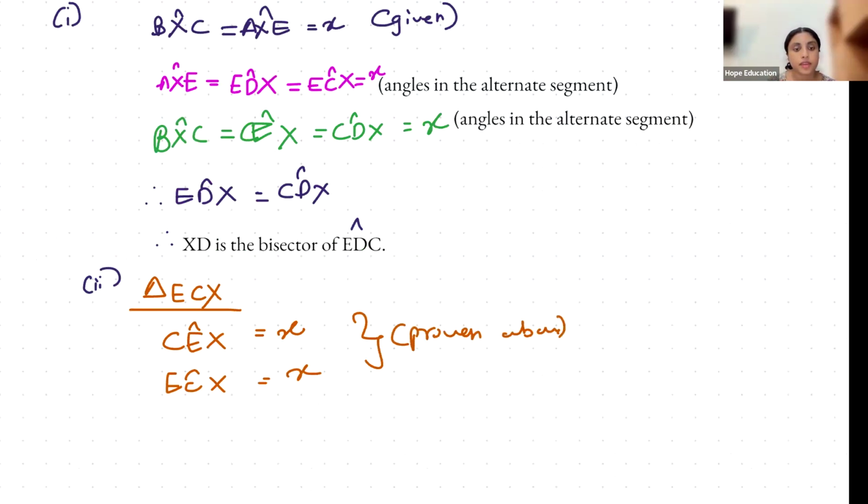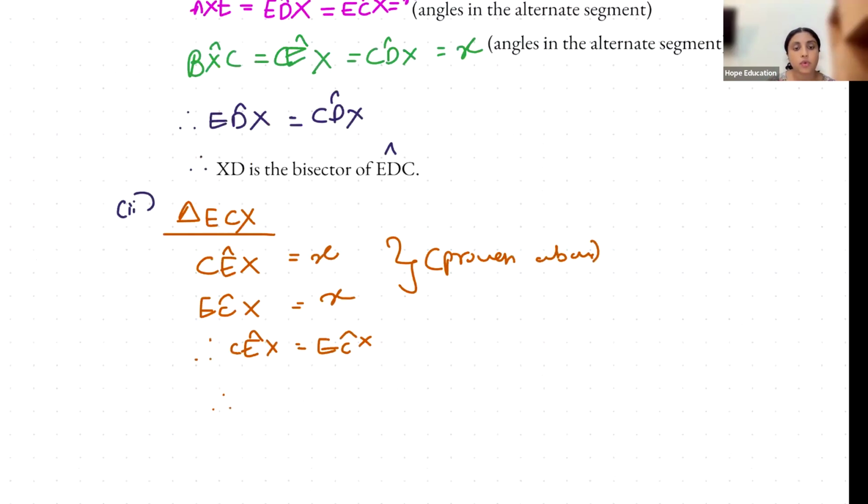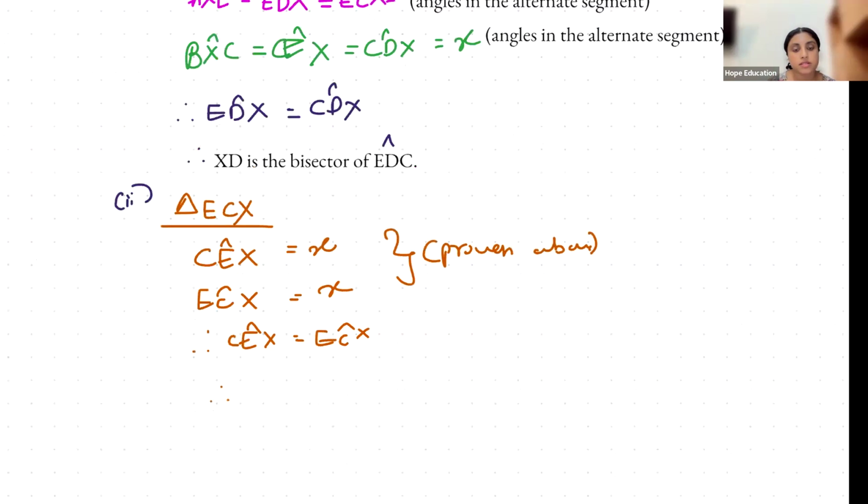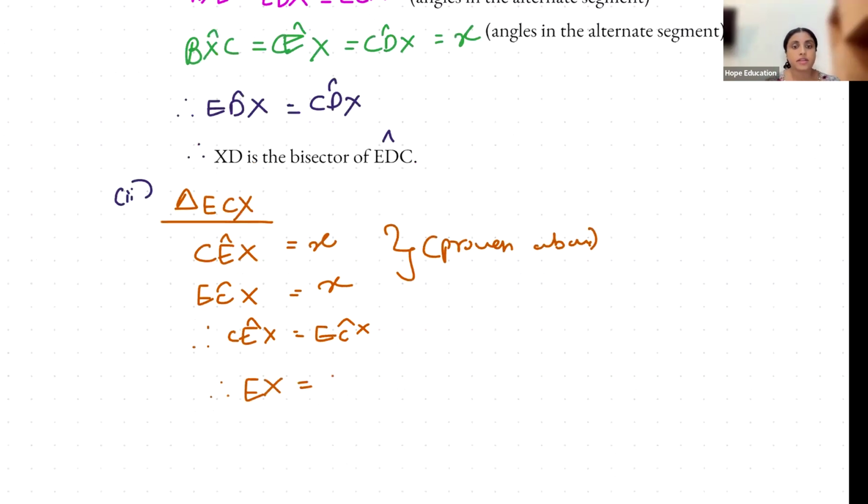Therefore, CEX is equal to ECX. If they are equal, we can say, therefore, EX equals CX. What is the reason? Sides opposite to equal angles in a triangle. Let's move on to the last part.